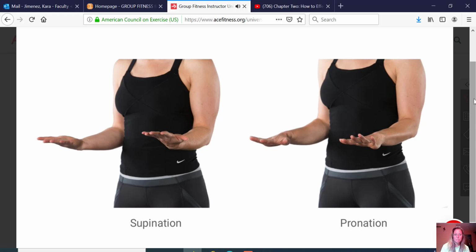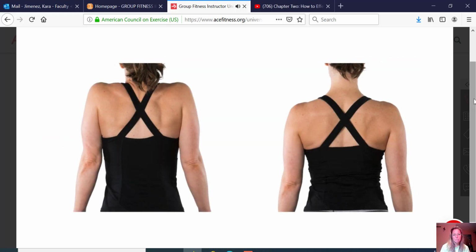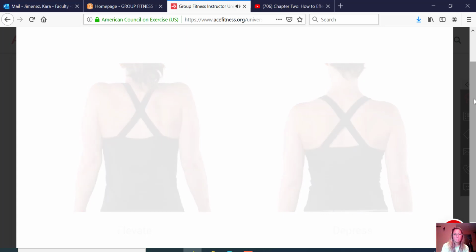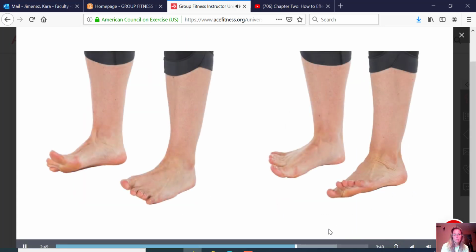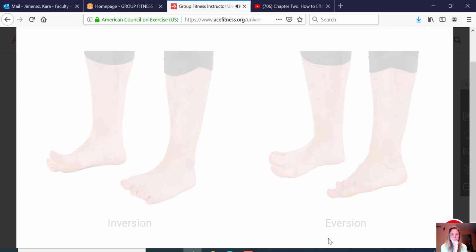Certain joints have actions that are particular to just them. For example, the scapula can elevate or move to a superior position and depress or move to an inferior position. Another example involves the subtalar joint, which is found in the foot. This joint can move into inversion and eversion. When the ankle rolls out and your weight goes into the outside of your foot, that's inversion. When the ankle rolls in and the outside of your foot comes off the ground, that's eversion.